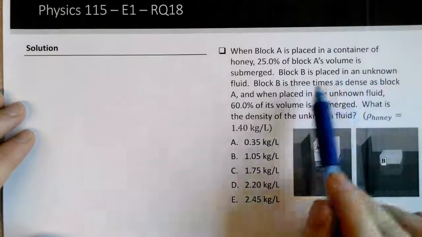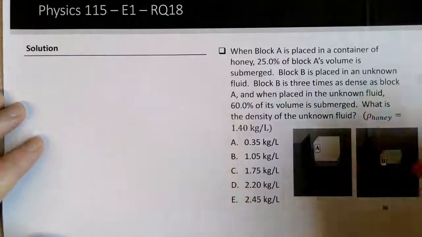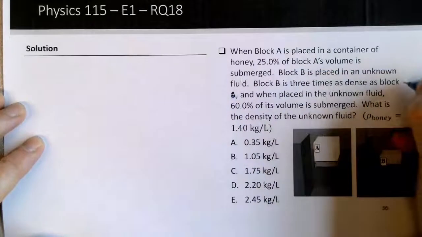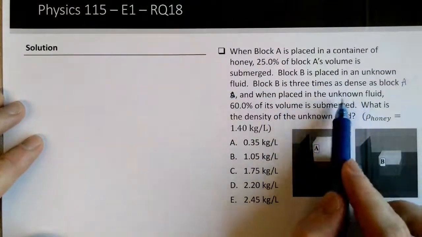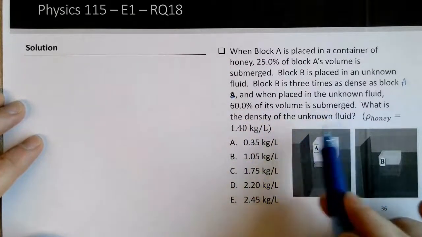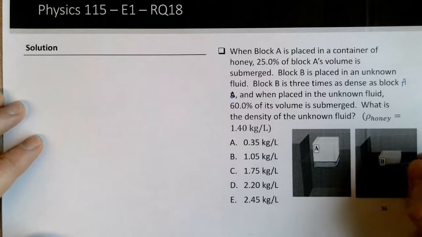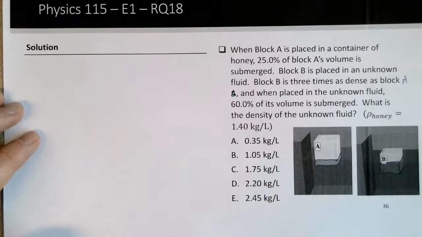And block B is placed in an unknown fluid. We know that block B is 3 times as dense as block A. Sorry, let me put the A over here. And when placed in the unknown fluid, 60% of block B's volume is submerged, below the surface. So we've got 40% above for B, 60% below. And we're looking for the density of the unknown fluid.